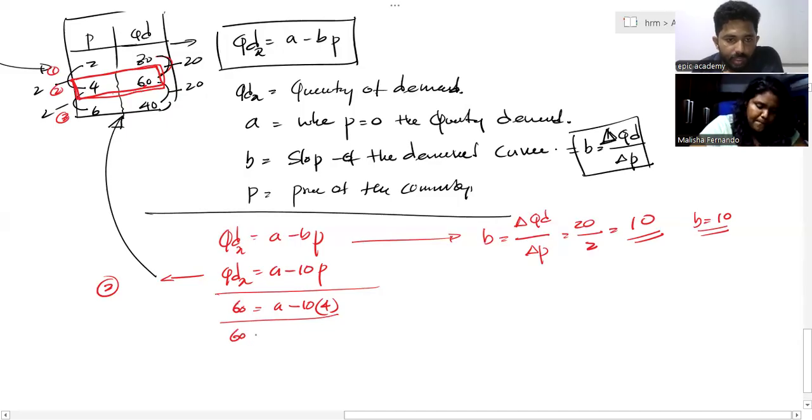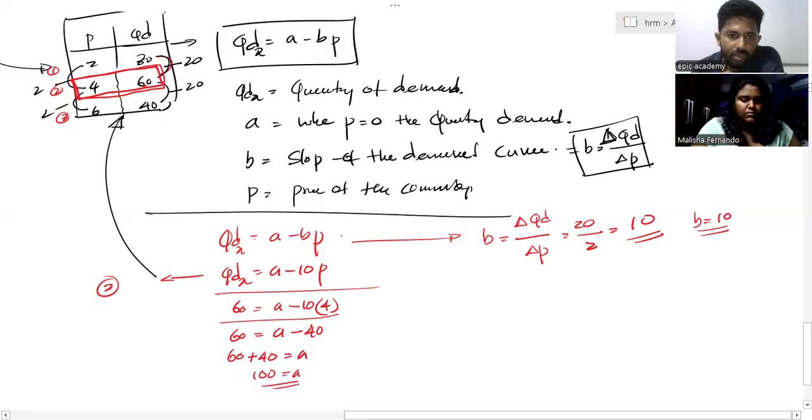60 equals A minus 10 multiplied by 4. 10 multiplied by 4 means 40. Now we are going to move that minus 40 to this side, and it converts to plus 40. That means 60 plus 40 equals A. Then 100 equals A.